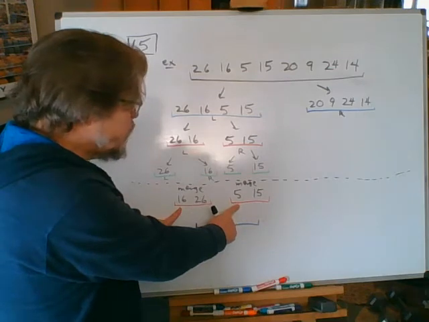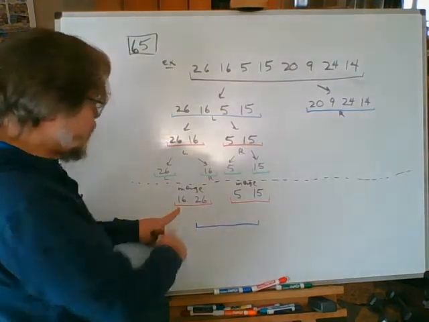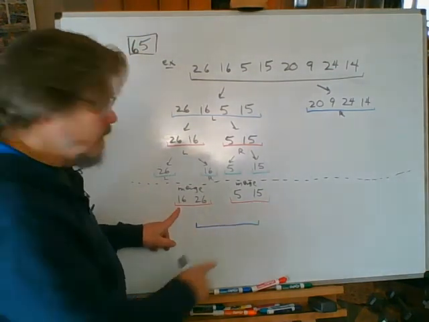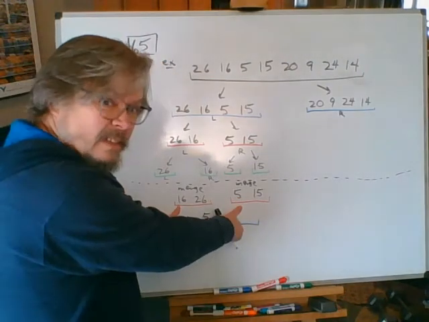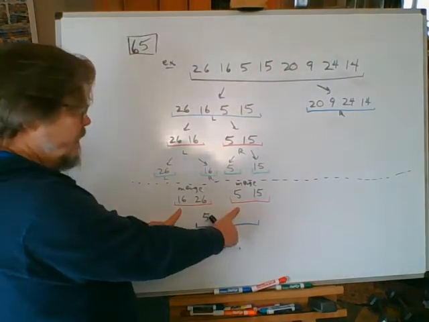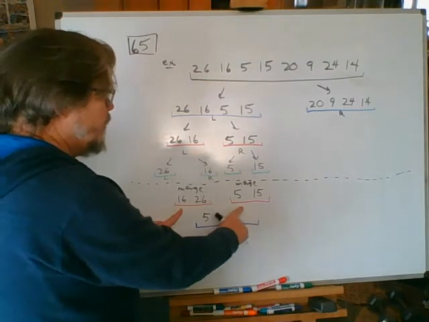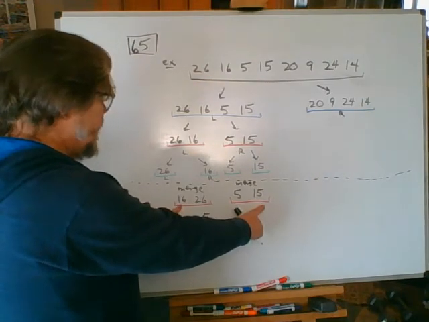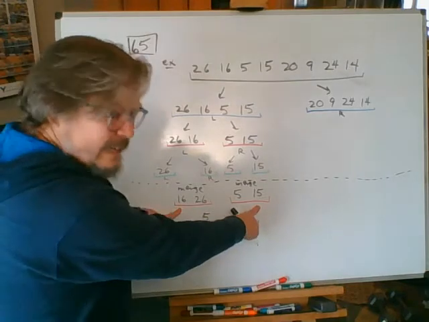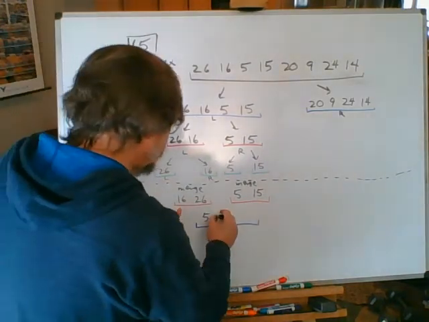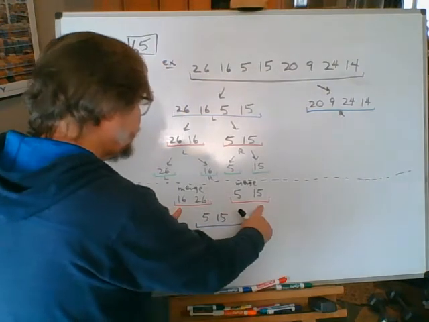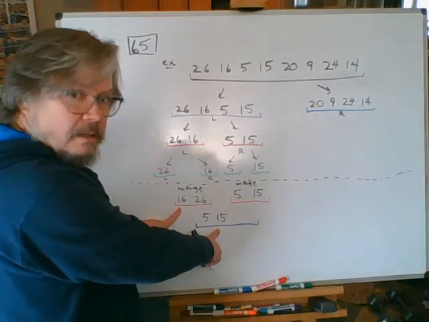This is the smallest one in the second tray. This is the smallest one in the first tray. 5 beats 16, so 5 gets to go in first. Now I've used up the 5. I'll move my little finger pointer here to the next number. Now I compare 15 and 16. Who wins that comparison? Well, 15 does. 15 is less than 16. So 15 gets to jump in the tray next.